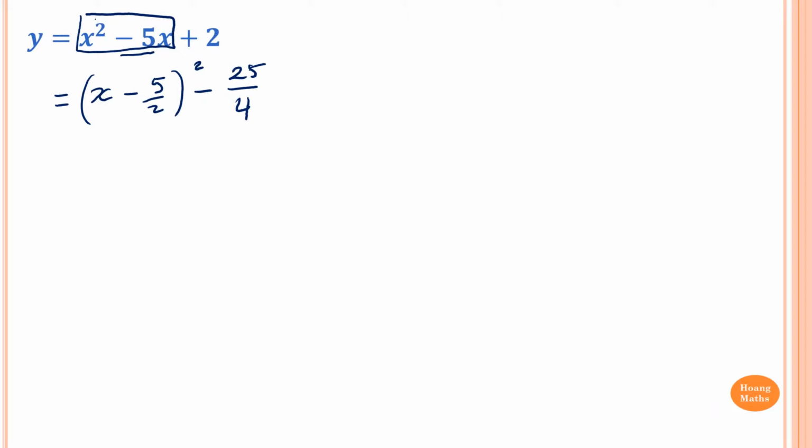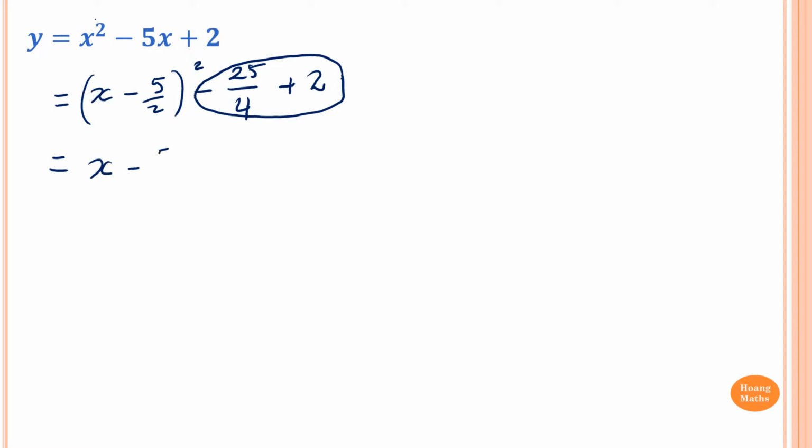So this means that this is the same. So now the plus 2, I just write this down, which is add 2. So the next step is I just simplify this. That's all it is.